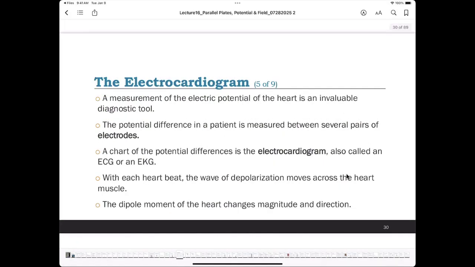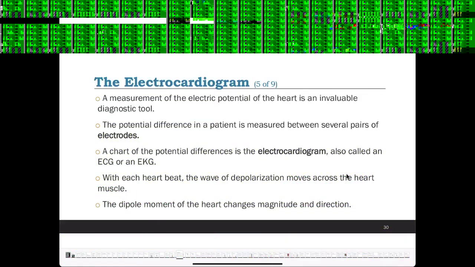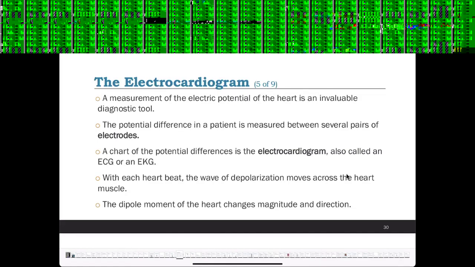And you can see a measurement of electrical potential of the heart is an invaluable diagnostic tool. The difference in potential is measured between several pairs of electrodes. We will talk about that later. A chart of the potential differences is an electrocardiogram, also called an ECG or an EKG. This is the short name for that.